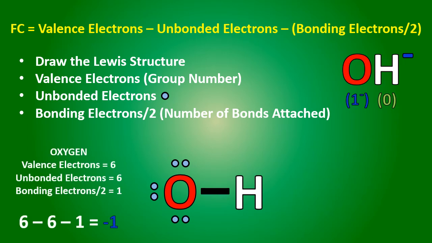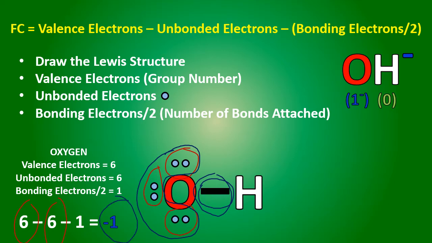So for oxygen, we've got a group number of 6, so that's 6 valence electrons. The unbonded electrons, 1, 2, 3, 4, 5, 6 unbonded electrons. So we've got 6 minus 6. And then it's the number of bonded electrons divided by 2. Or, as I said before, you can just think of the number of bonds. So we've got 6 for the group number, minus 6 electrons unbonded, which are those, minus the 1 bond. So 6 minus 6 minus 1 gives us a minus 1 charge.